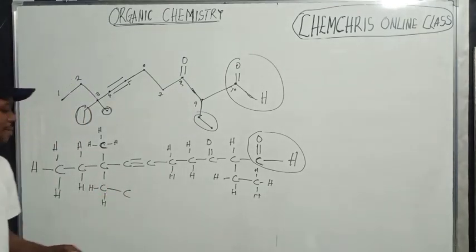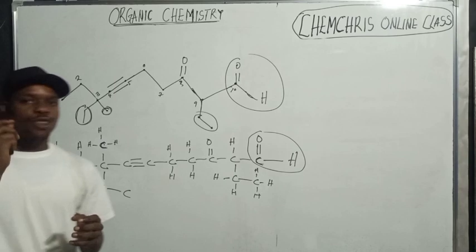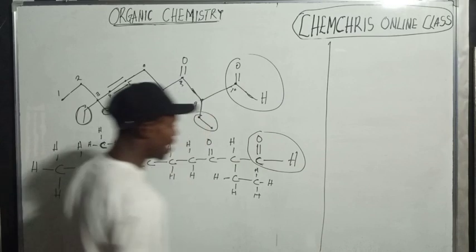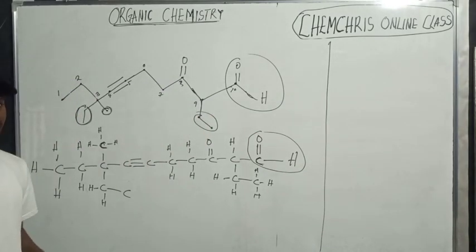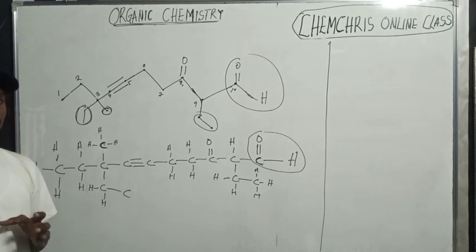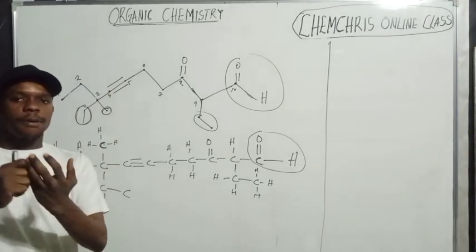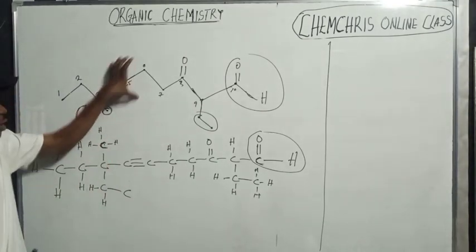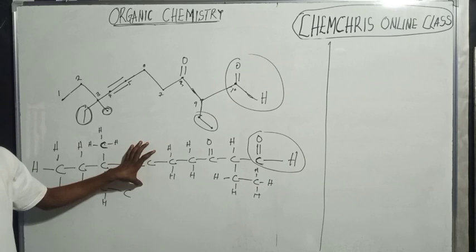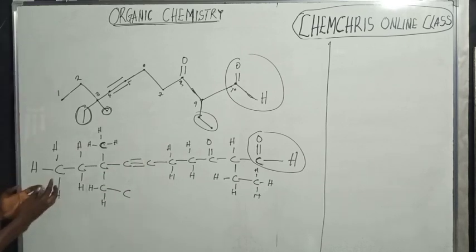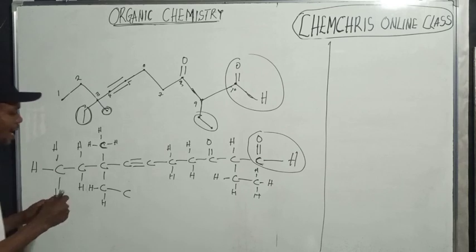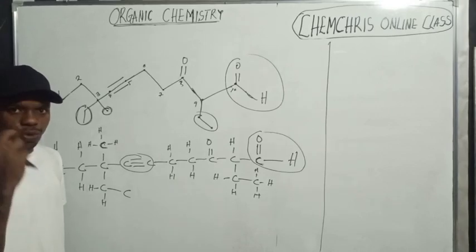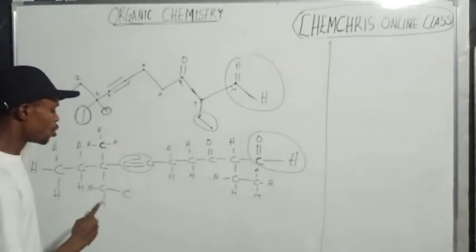let's calculate the numbers of sigma bonds and the numbers of pi bonds. You can easily get your pi bonds from here, but you cannot easily get them from the other one, so you need to convert it. Does that make sense? So now let's calculate the numbers of pi bonds. Here I have a triple bond, and a triple bond contains 2 pi bonds. So here we have 2 pi bonds.